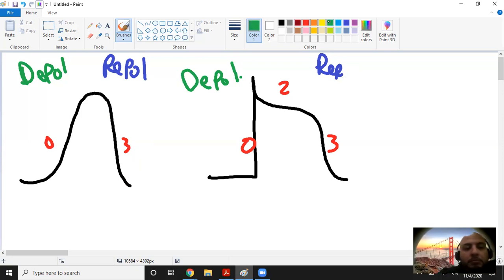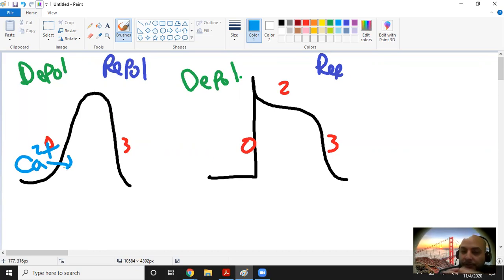So now, in the atrium, which electrolyte do we use to depolarize? Well, I want you to remember that we use calcium. Moving in or out? Moving into the cell. Calcium moving into the cell, okay? That would lead to depolarization of the atrium.